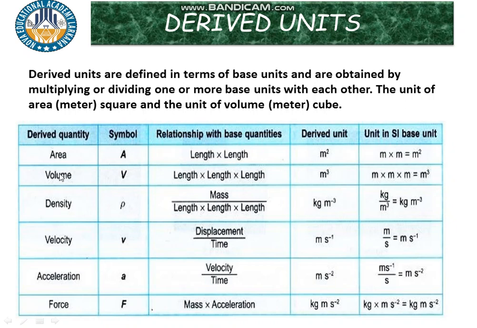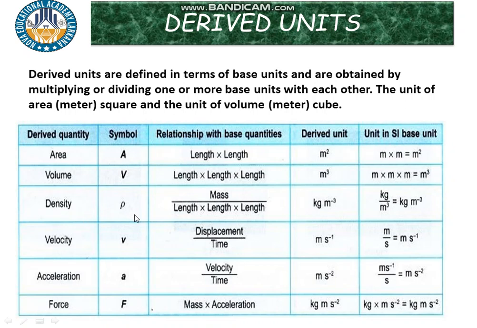Next is volume. Its symbol is capital V. Its formula is length, length, length. This is a relationship with base quantities, but however, length, width, and height. So that is the formula of volume. So the unit of length is meter, the unit of width is meter, the unit of height is a meter. So meter, meter, meter. Again, I told you that whenever the similar quantities are multiplied, their power is added. 1, 1, 1. So the power is a 3. So meter cube is a unit of volume.